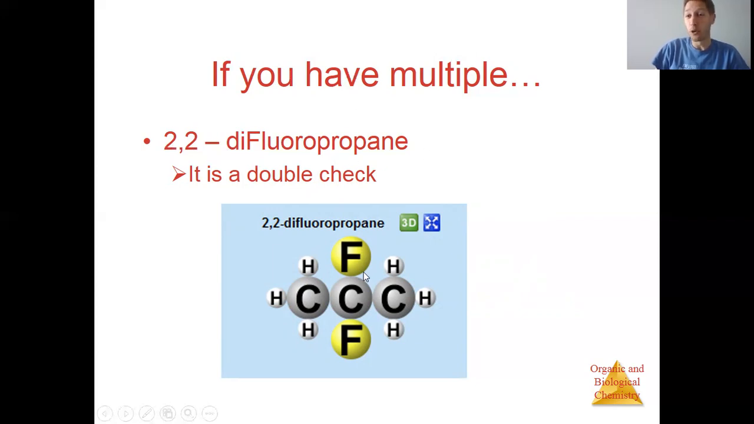If we'd had a third fluorine on here, it would have said tri, just to say, hey, make sure that there are 3 numbers there. Okay, so when you have multiple things, you just put a comma between them. So 2,2 means on the 2 and the 2, we have a fluorine. The di is just a double check.